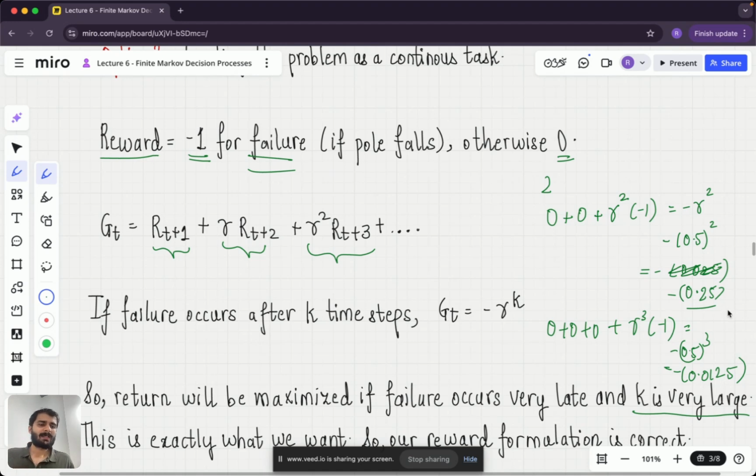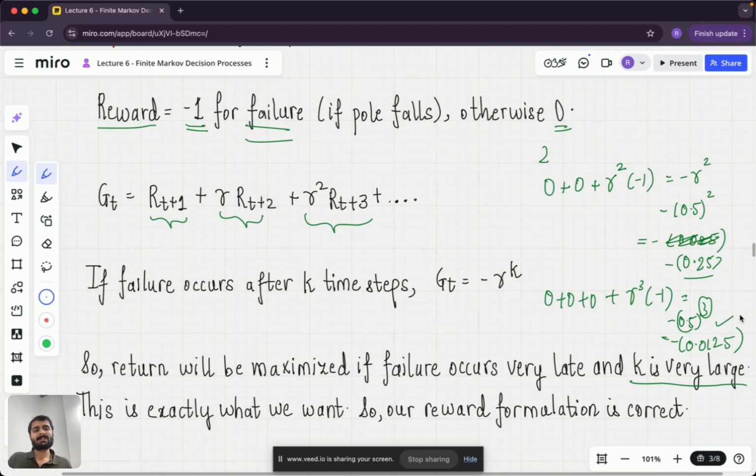Now, which expected return is greater? Is it this or this? It is this, because even though the magnitude is smaller here, there is a negative sign, so this is greater than this. So to maximize the expected return, what our agent will try to do is maximize the amount of time steps till the time the pole falls over, which is exactly what we want. So this formulation also works perfectly for us because with this reward formulation my expected return can be maximum only if the pole stays upright for the longest amount of time.